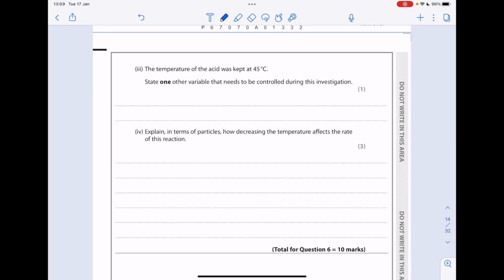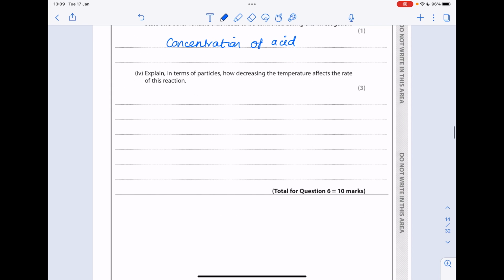The temperature of the acid was kept at 45 degrees. State one other variable that needs to be controlled during this investigation. Lots of options here. I'm going to say the concentration of the acid. You could have also talked about the volume of acid, the mass of calcium carbonate, the particle size.